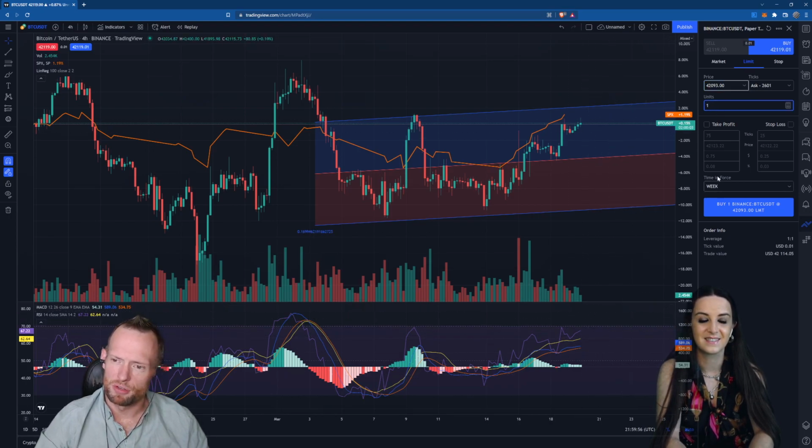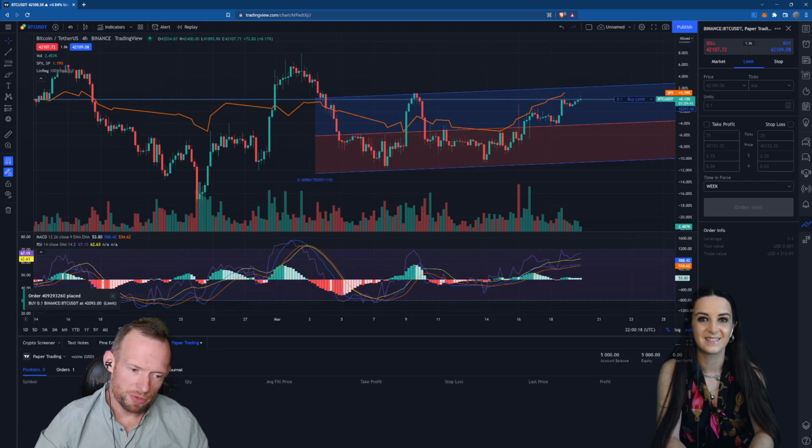And since I'm creating this as a limit, and right now that's for one whole Bitcoin, well, I only have $5,000 in my account, so I'm going to need to reduce this to something a little bit more reasonable. So why don't we do 0.1 of a Bitcoin, which will be roughly about, as you can see, the trade value down here as $4,201. So let's click buy for that right now.